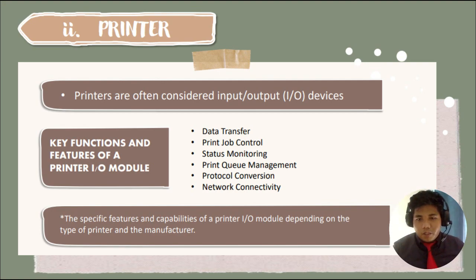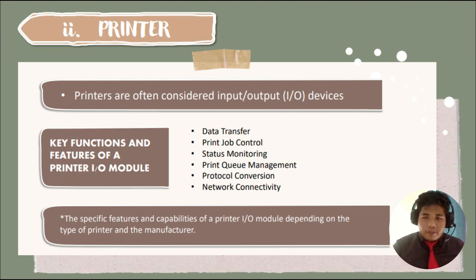Print quality management: it may handle print queues, ensuring the print jobs are processed in the desired order, and managing multiple print requests from various applications. Protocol conversion: some printer I/O modules can convert between different printer protocols or data formats to ensure compatibility between the computer and the printer.